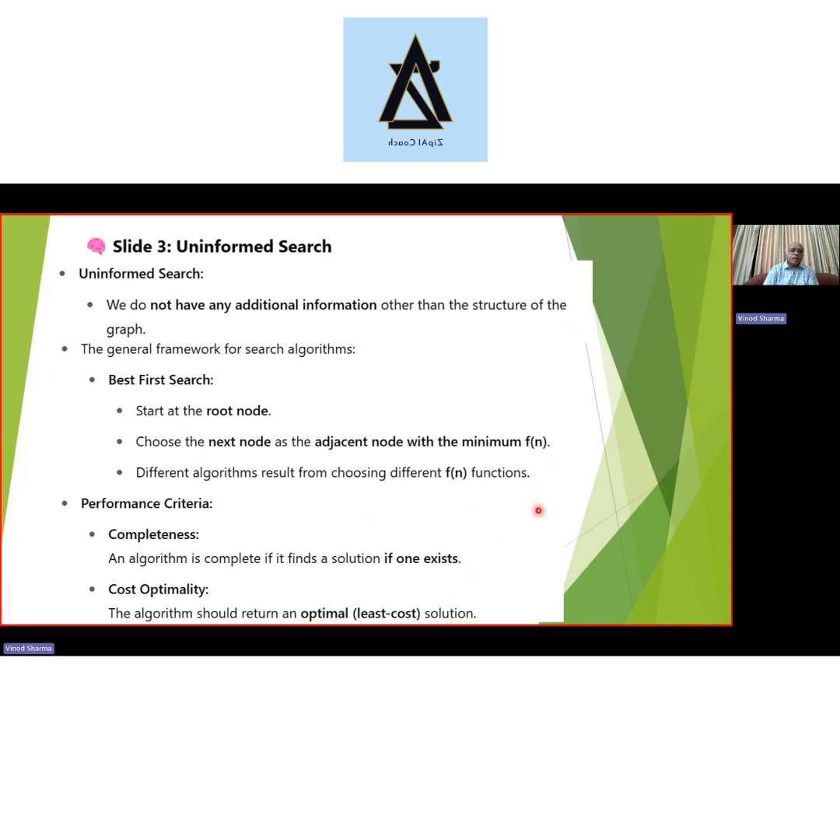And what are the criteria for the performance? Of course, that way we can obtain many different search algorithms, and we want to evaluate their performance. One is completeness criteria. An algorithm is complete if it finds a solution if one exists. Cost. The algorithm should find the optimal, least cost solution. And an algorithm that we may be discussing may or may not find that.